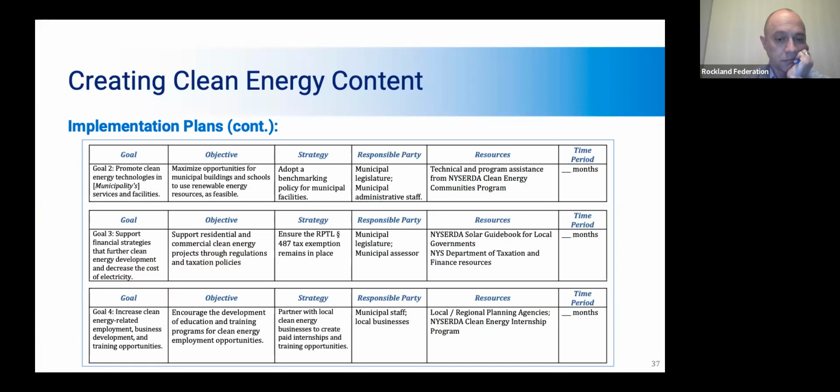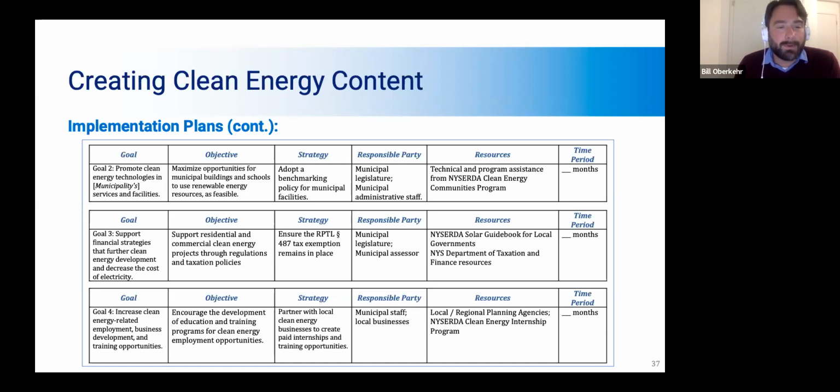I just want to hit again that we're really just drilling down and drilling down. So we take an idea with the goal, and by the time we get to the right column, the time period, we really have a pretty solid idea of what we're going to do to achieve that goal and who's going to do it and how long it's going to take. So let's go through the middle one.